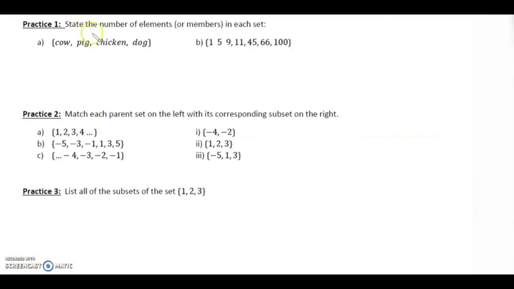Okay, practice 1, state the number of elements or members in each set. So cow, pig, chicken, dog. We have 4. Okay, there are 4 elements. On your papers, there should be commas. 1, 2, 9, 11, 45, 66, 100. 1, 2, 3, 4, 5, 6, 7. So here there are 7 elements.